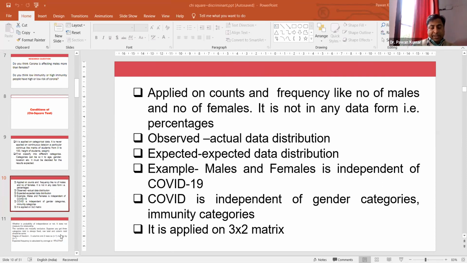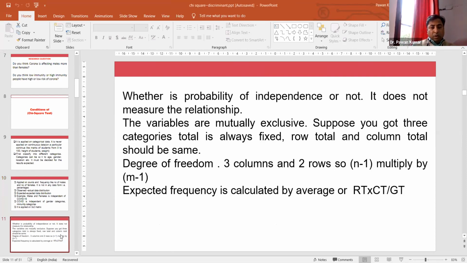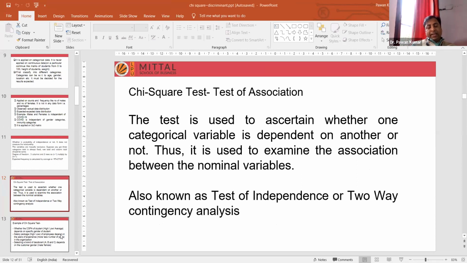Now one thing is clear to you: the chi-square test is also called the test of association. Why is it called the test of association? Because this test is used to ascertain whether one categorical variable is dependent on another or not.